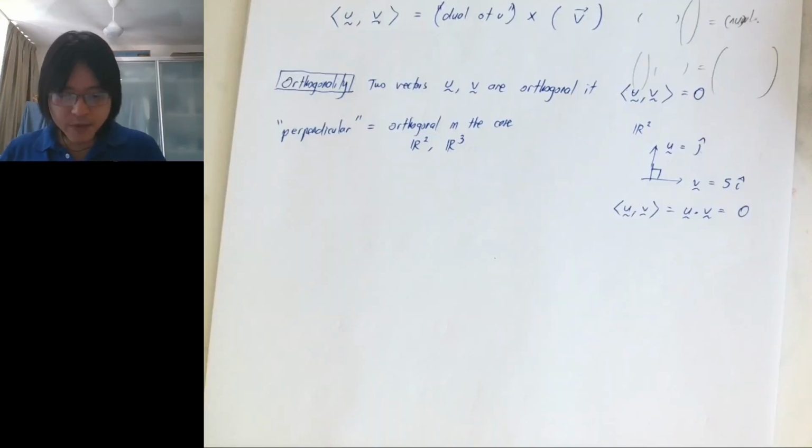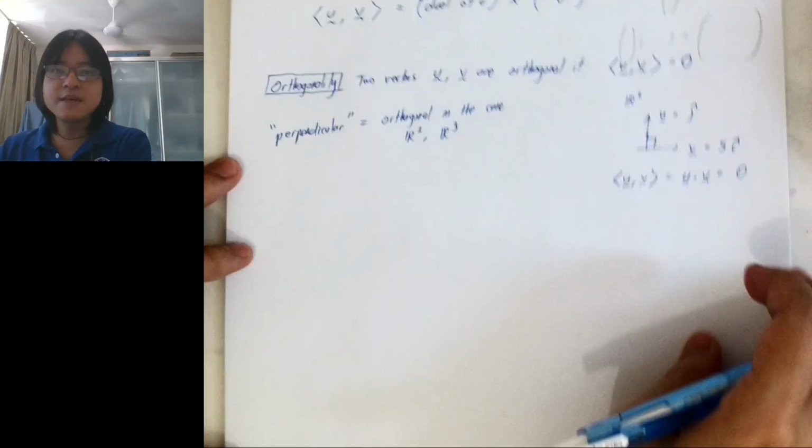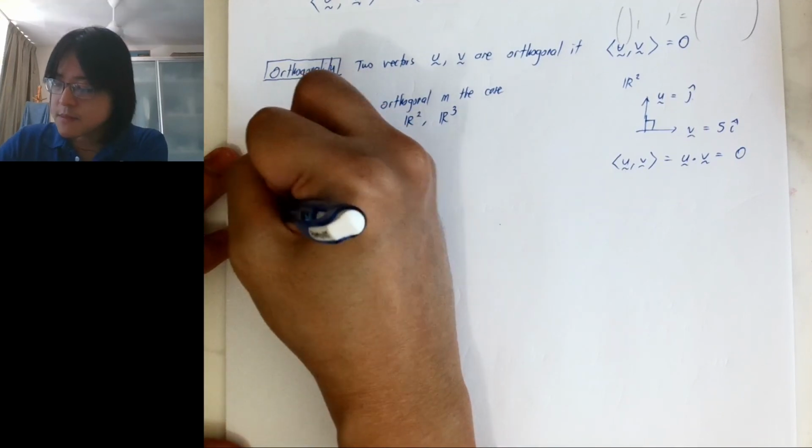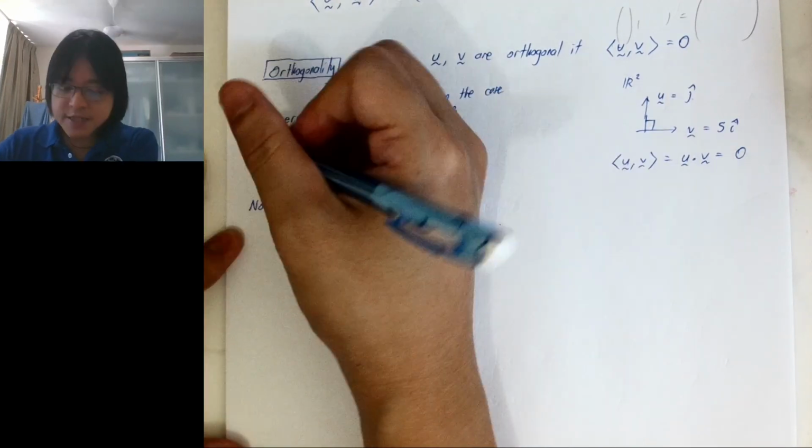Okay, so what else do we have? Well, another important concept is the norm of a vector. Another fancy term, but in R2 and R3 it just means length.